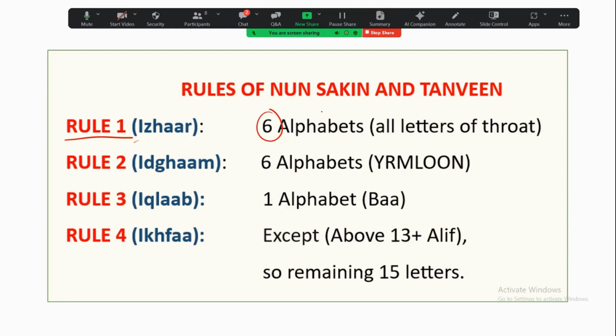So, just a quick revision: if after Noon Sakin or Tanween comes any letter from the six letters of the throat, then we keep the sound of Noon Sakin as it is. We articulate that clearly. We just don't do anything to it. And that was rule number one.